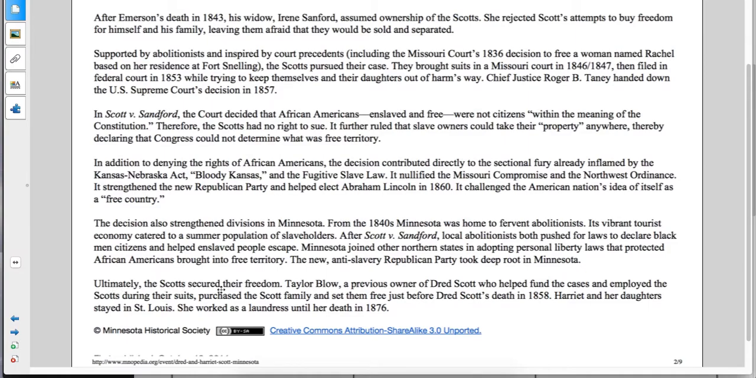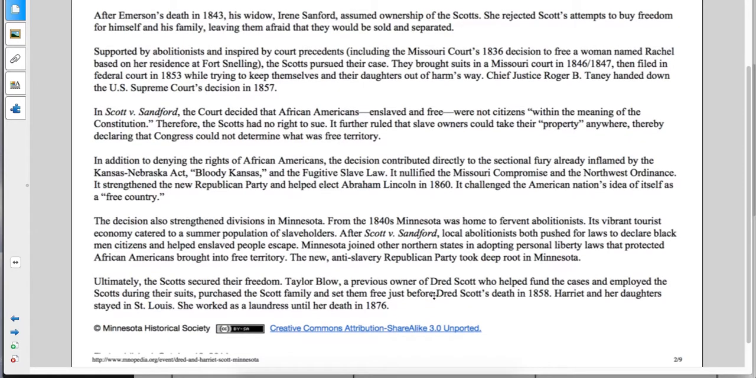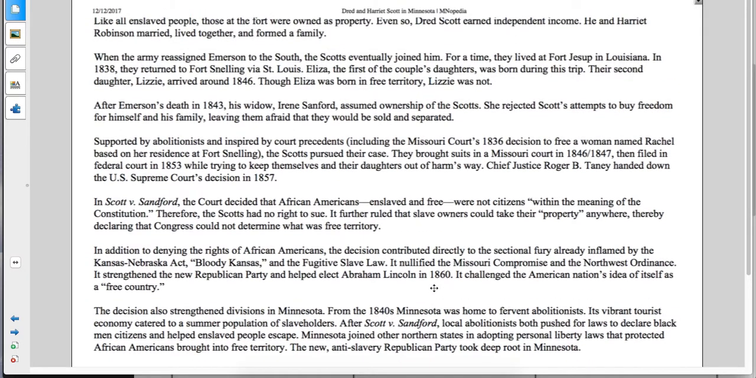Ultimately, the Scotts secured their freedom. Taylor Blow, a previous owner of Dred Scott who helped fund the cases and employed the Scotts during their suits, purchased the Scott family and set them free just before Scott's death in 1858. Harriet and her daughters stayed in St. Louis. She worked as a laundress until her death in 1876. So I can see Scott died in 1858, his wife died in 1876, and this guy, Taylor Blow, bought them and then freed them. So kind of cool that it turned out that way in the end. So pretty influential court case.